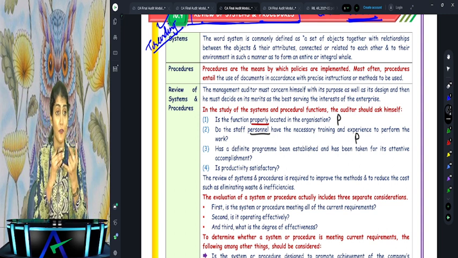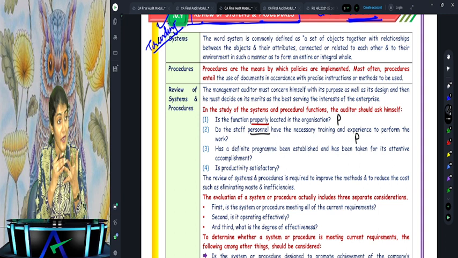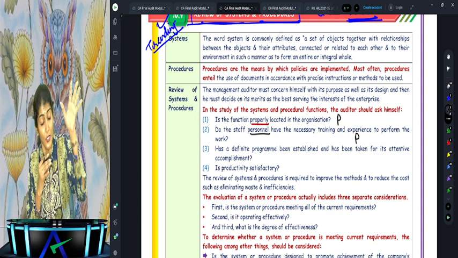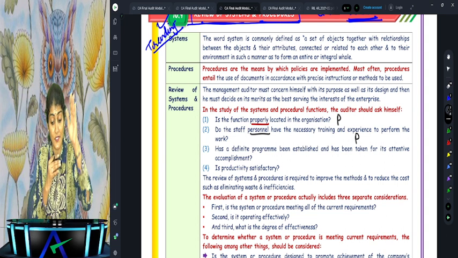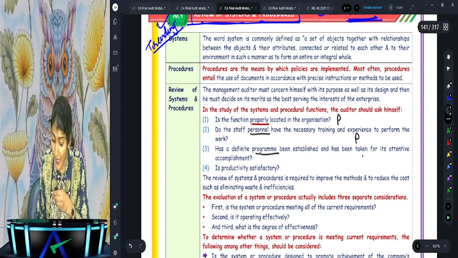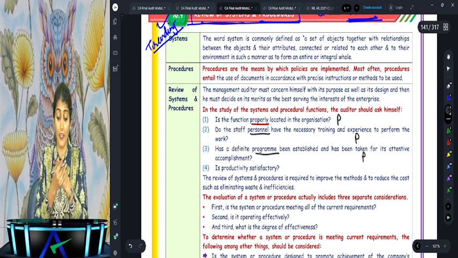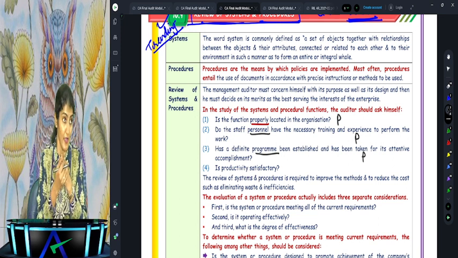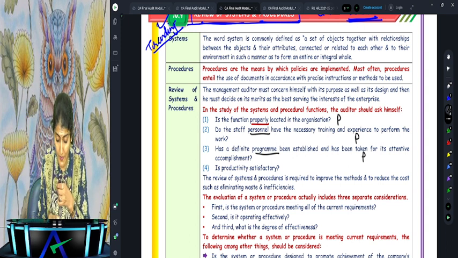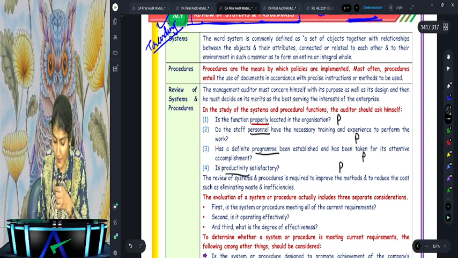Right? So obviously the staff, do they have to be given the training? Ola, Uber staff, do they need to be given training? Zomato staff, do they need to be given the training? Yes. So what does it say? Whether you have designed the system, but does your staff have the training? Then what does it say? Has a definite program been established and has been taken for its attentive accomplishment? Right? So whether they have a proper program which has been defined, and whether finally the productivity is satisfactory?